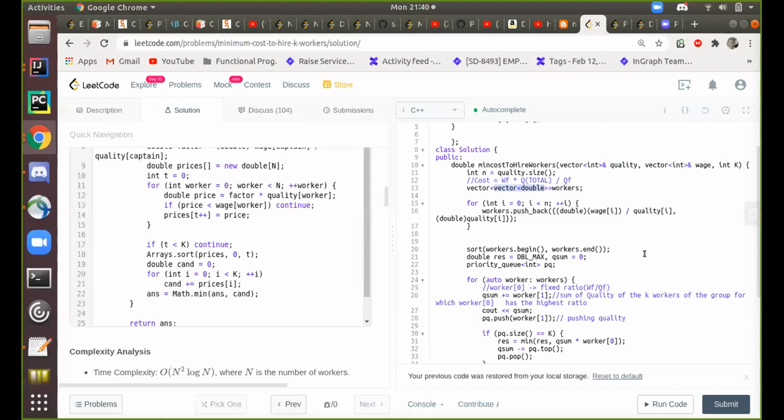I don't see anything you're sharing here. Yeah, the screen is not showing.